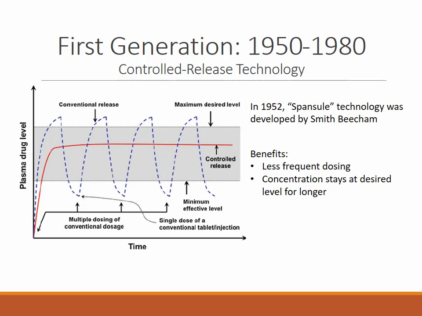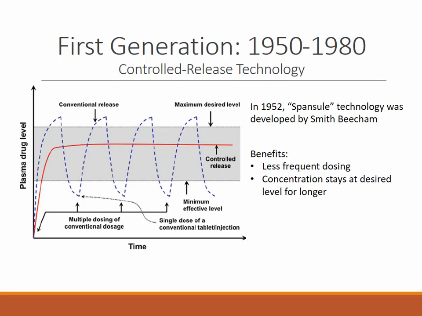Let me explain what we've got going on in this graph here. On the x-axis, you have time. The y-axis is the plasma drug level. This shaded gray region right here is the therapeutic region that you want your plasma drug level to be at. So this is just a graph of perhaps a hypothetical drug. It looks like it has a pretty short half-life here. You see this dotted blue line.